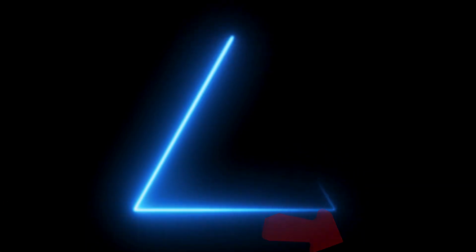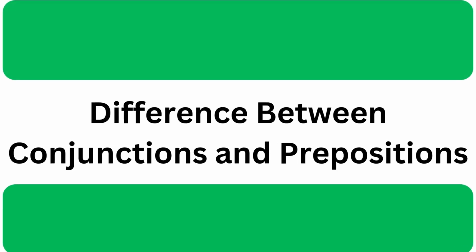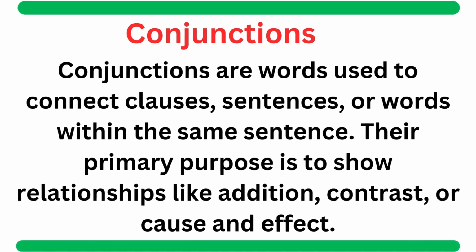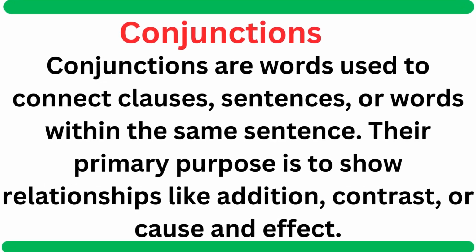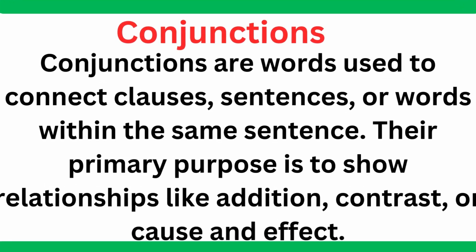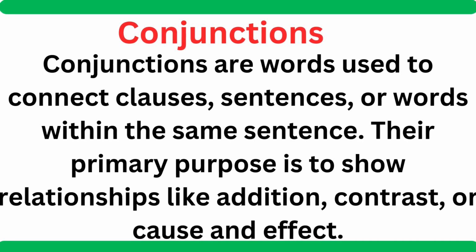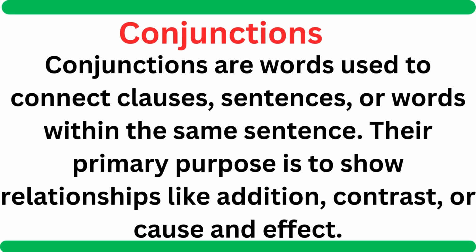Difference between conjunctions and prepositions. Conjunctions. Conjunctions are words used to connect clauses, sentences, or words within the same sentence. Their primary purpose is to show relationships like addition, contrast, or cause and effect.